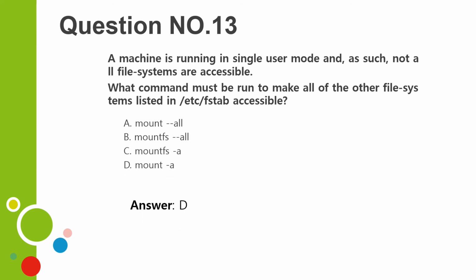Question number 13. A machine is running in single-user mode and, as such, not all file systems are accessible. What command must be run to make all of the other file systems listed in /etc/fstab accessible? A. mount all, B. mount-fs-all, C. mount-fsa, D. mount -a. Answer D.